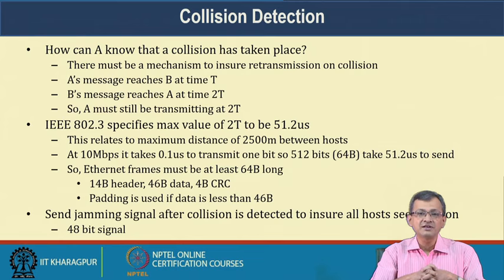So, if there is a collision, it sends a jam signal after the collision to ensure that all hosts know about the collision or see the collision. It is a 48 bit signaling mechanism.